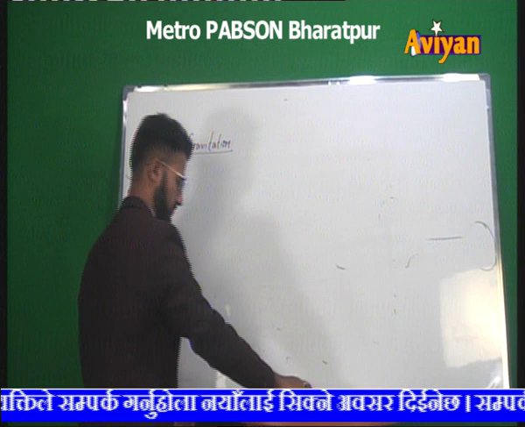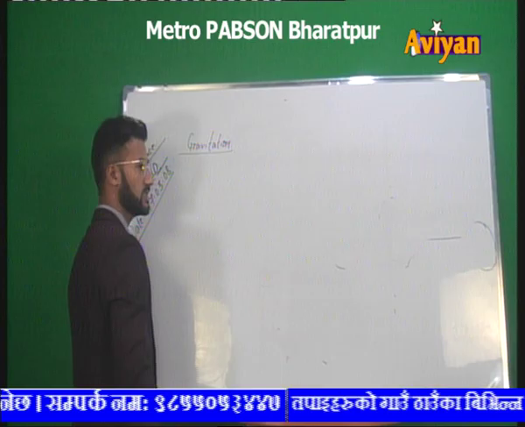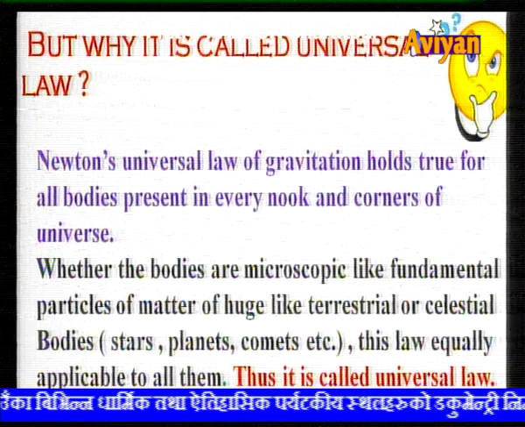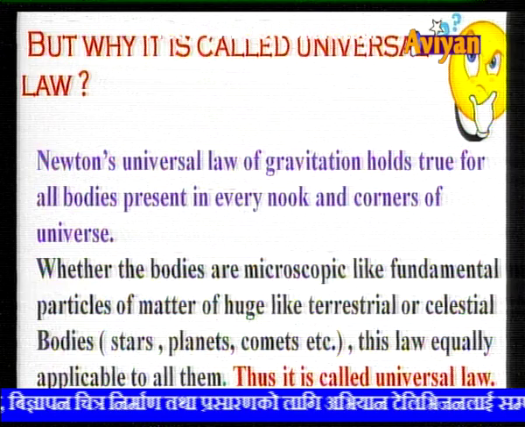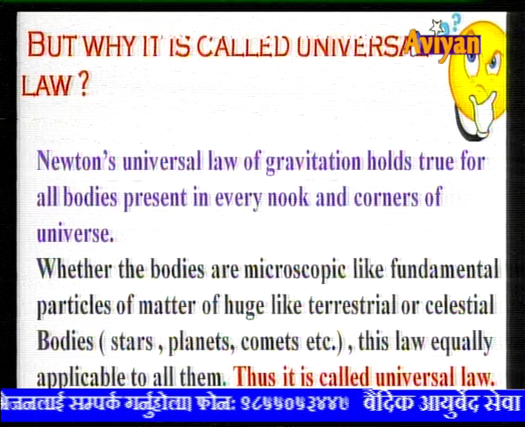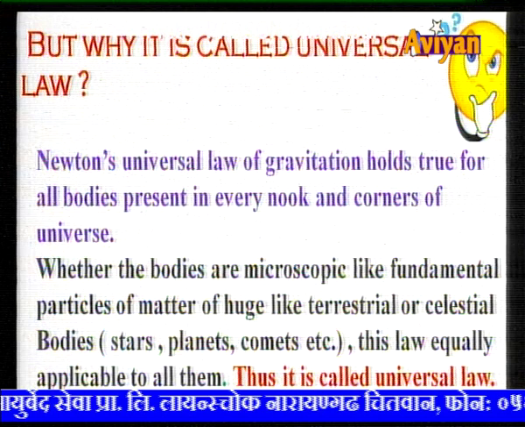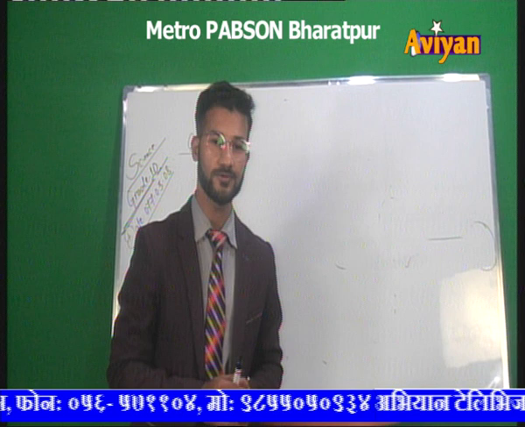So coming to this screen, see in the screen, why is it called a universal law? The topic itself is quite clear. You can figure out your answer yourself also. The answer is written: Newton's universal law of gravitation holds true for all bodies present in every nook and corner of the universe. Wherever you go in the universe, whether you go to the Moon or Jupiter or stay on the Earth, no matter, you are going to have the same and equally applicable Newton's universal law. It holds true for all the bodies in the universe.